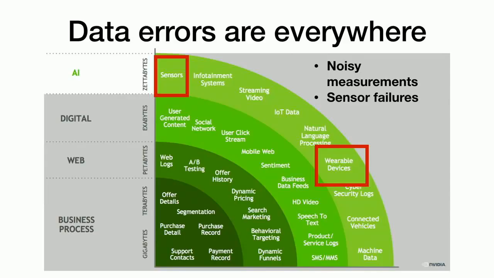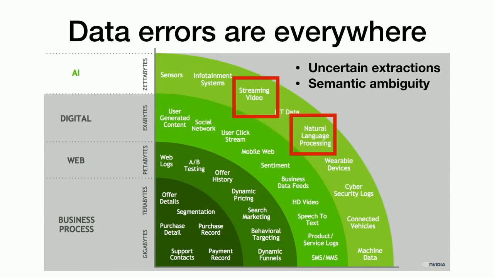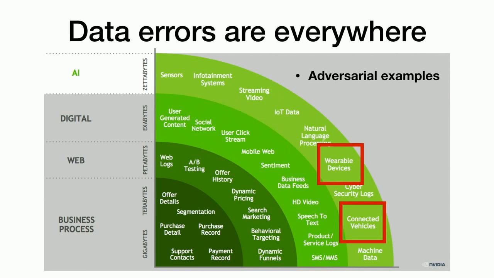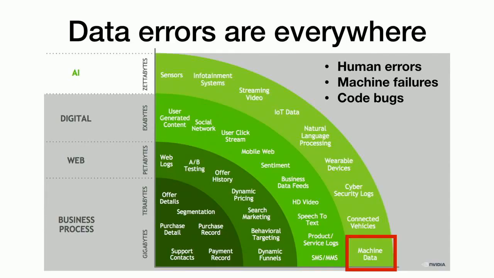There are errors actually in all of these types. There are errors everywhere. So, for instance, for sensors, we can have noisy measurements, and we can have failures of these sensors. For video and unstructured data like natural language, we can have uncertain extractions, or we can have semantic ambiguity. For wearable devices or connected vehicles, we can have adversarial examples, so you have noise that is injected with the purpose of causing a malfunction further down the pipeline. And of course, we have human errors everywhere, especially in machine data. You can imagine that somebody is pushing code and they didn't check the commit, and now you have bugs and errors coming in, right?